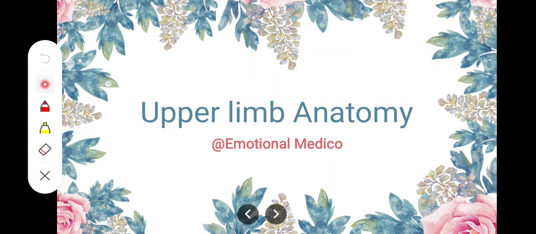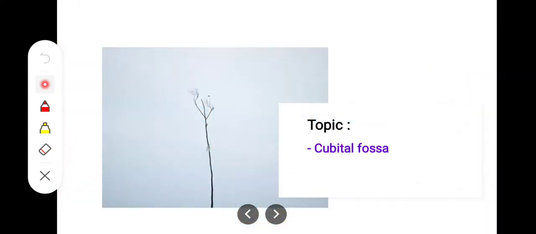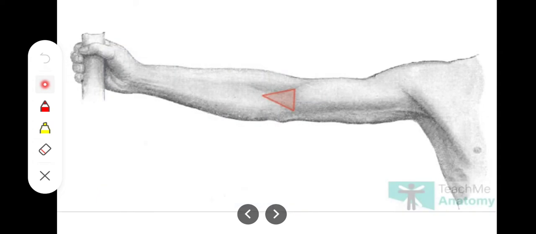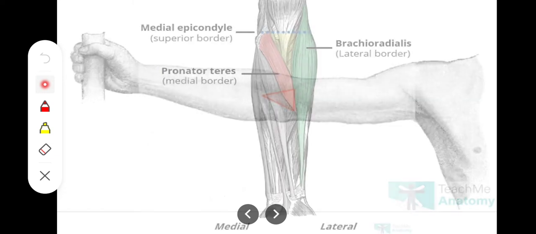Okay, so in this video we'll take a look at the cubital fossa, which is a triangular shape depression on the front of the elbow joint between the arm and the forearm region. So it is actually a depression present between several muscles. So different muscles are forming its various boundaries. Let's take a look at each of these.